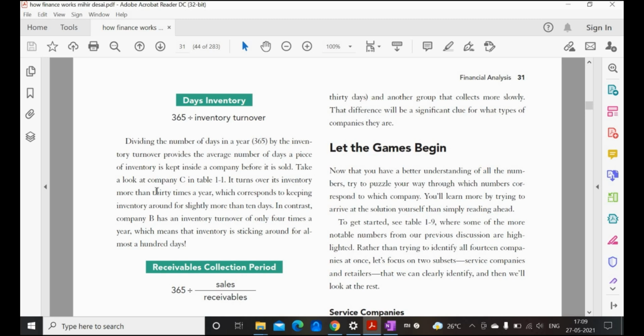Right. Take a look at company C in table 1.1. It turns over its inventory more than 30 times a year, which corresponds to keeping inventory around for slightly more than 10 days. In contrast, company B has an inventory turnover of only 4 times a year, which means that inventory is sticking around for almost 100 days. Right?